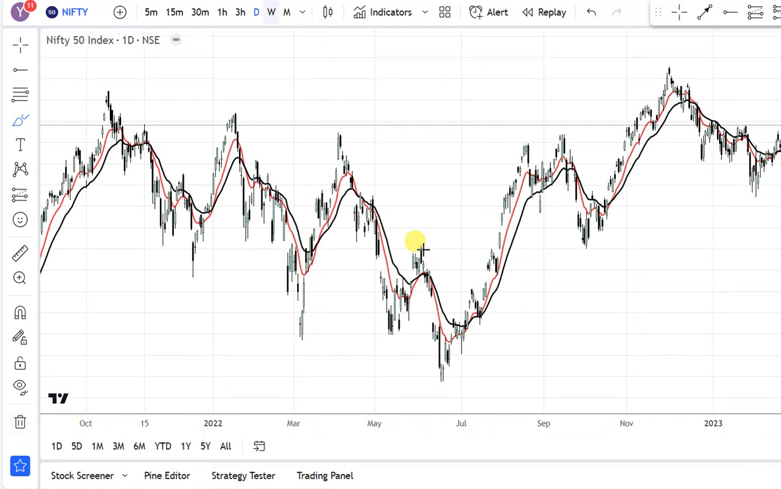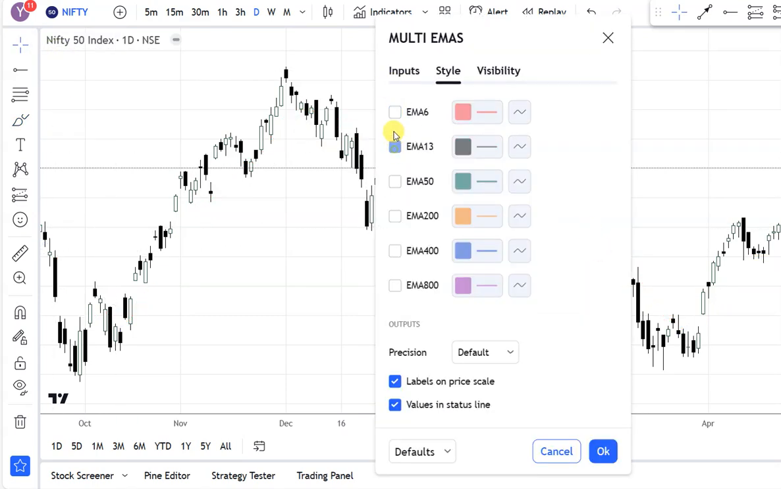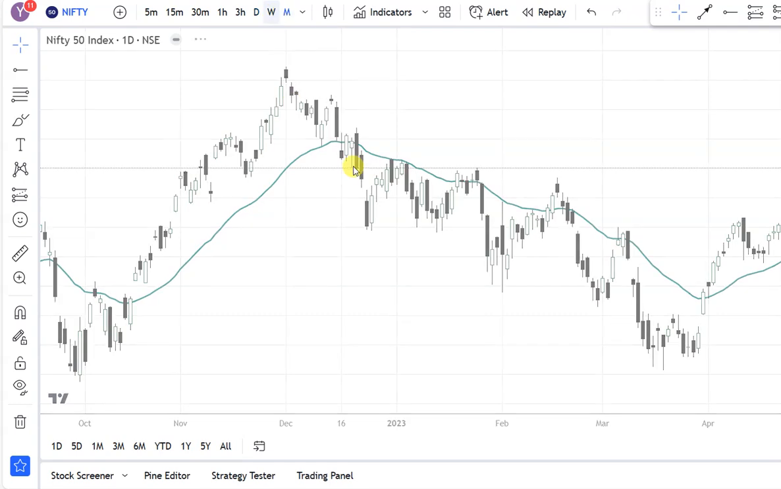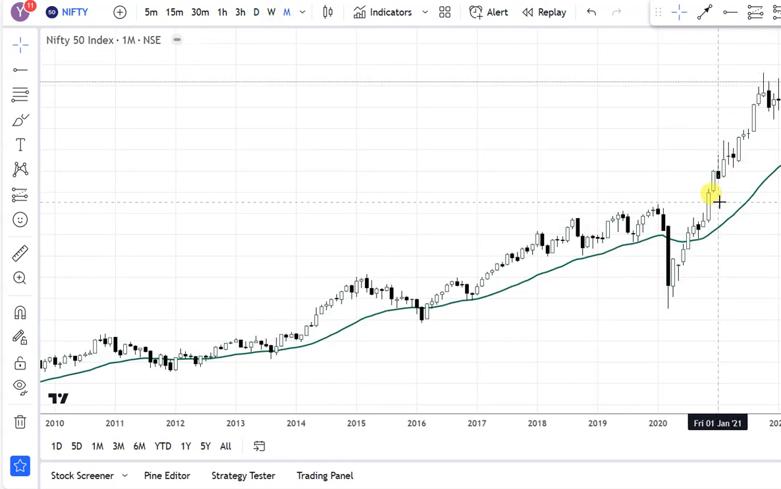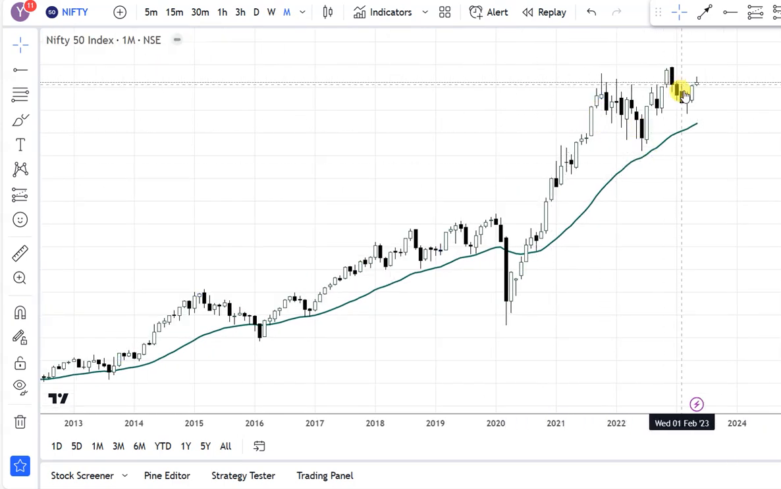Sometimes you may say, no sir, crossings are very late. So what you do? A simple strategy of ours: remove all of this and just keep the 30 EMA. On the monthly time frame, when the market is above the 30 EMA, the market is bullish. Can you see this?